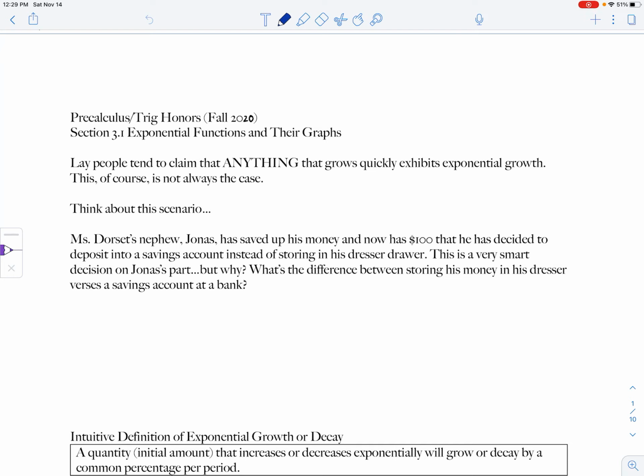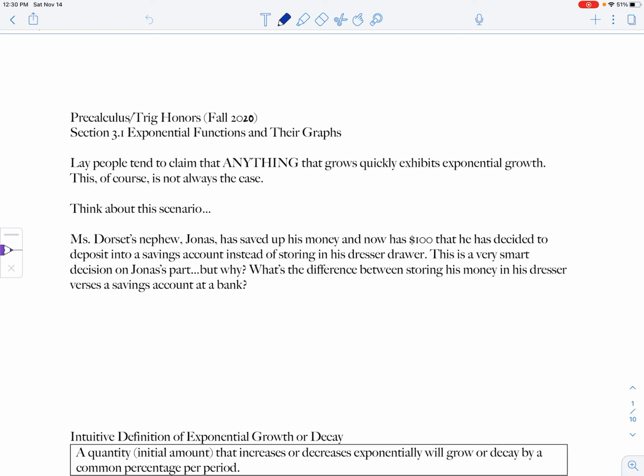Let's think about this scenario. So my nephew Jonas, he saved up his money from doing all his chores, and there's now $100, and he's decided to deposit that $100 into a savings account instead of just storing it in his dresser drawer. This is a very smart decision on Jonas's part, but why? What's the difference between storing his money in his dresser drawer versus a savings account at a bank?